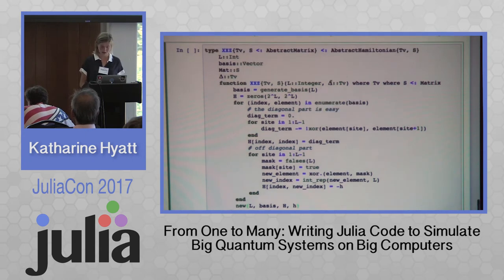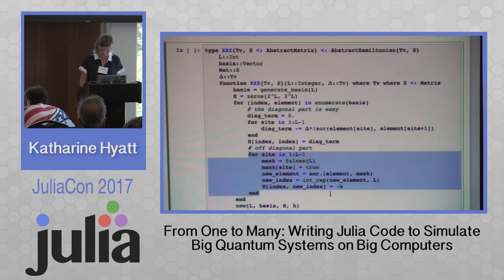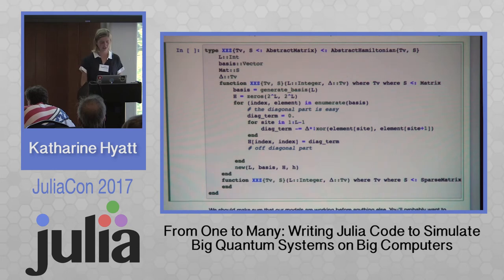Although now, instead of just having plus minus one here, we're going to have this factor delta times the Z OR. And then the off-diagonal part is going to be different. So we can just get rid of all of this stuff.